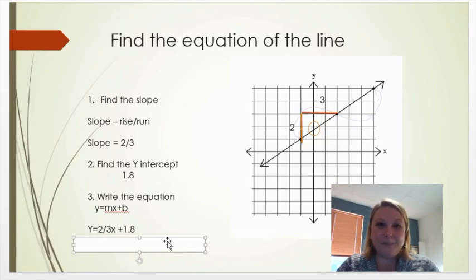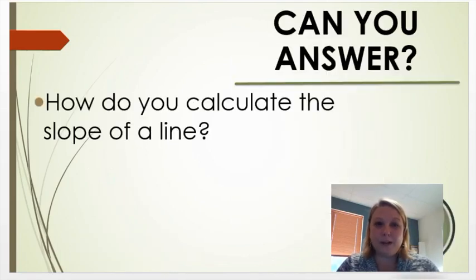Okay, we'll go into deeper detail during class, but this is a good way to start, and this will help you in your homework this week. So did we do what we said we were going to do? Can we calculate the slope of a line? We know how to calculate the slope of a line, and we also know how to write an equation in slope-intercept form.